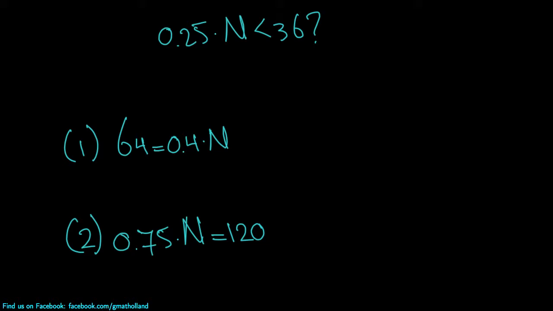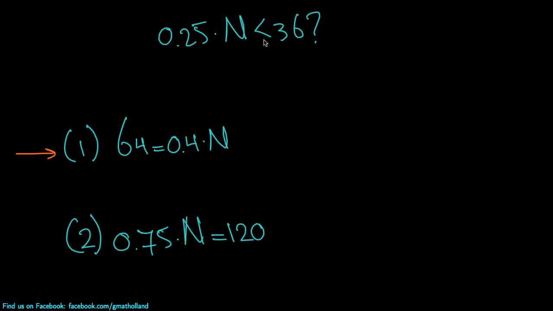Alright. Now, let's take one step back. One thing we could do is to try to calculate n here. So we take the first piece of information, try to calculate n, and then try to find out whether 25% of n is smaller than 36.